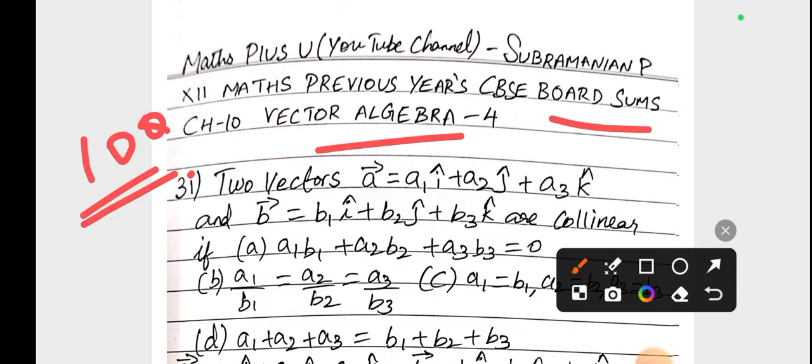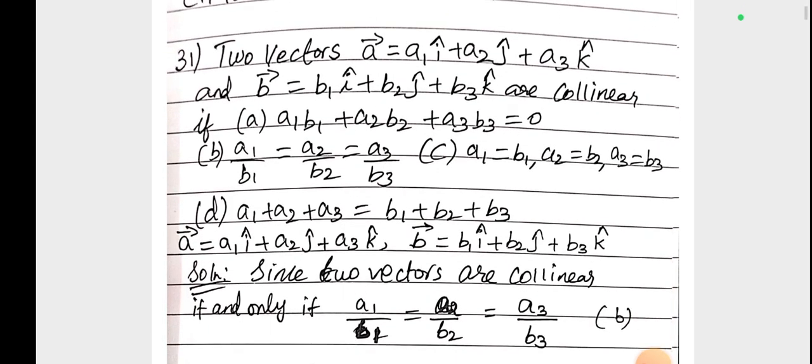Children, first you have to go through the NCERT. Once you have completed the NCERT, then if you come for the previous year board sums, it will be very much helpful. Okay, 31st question. You just see what we are discussing in it.